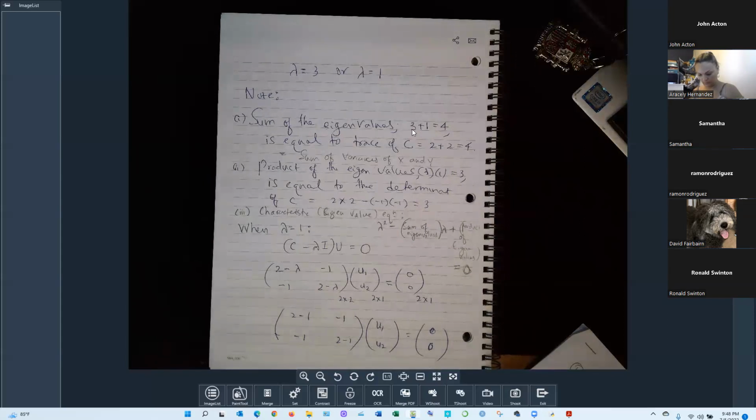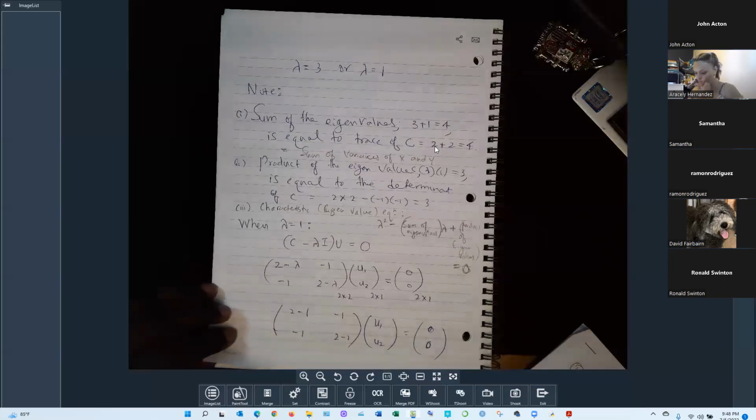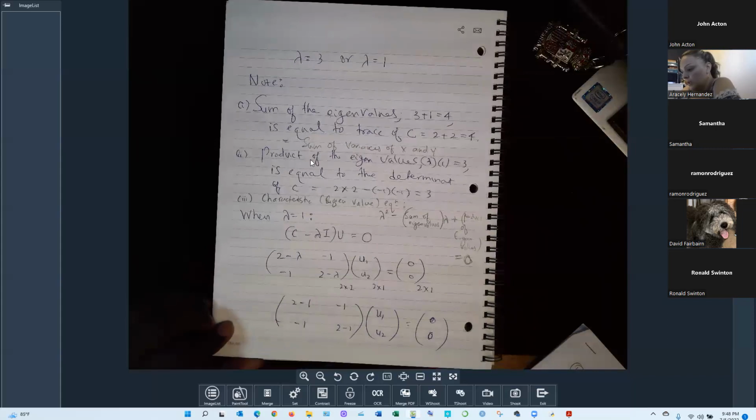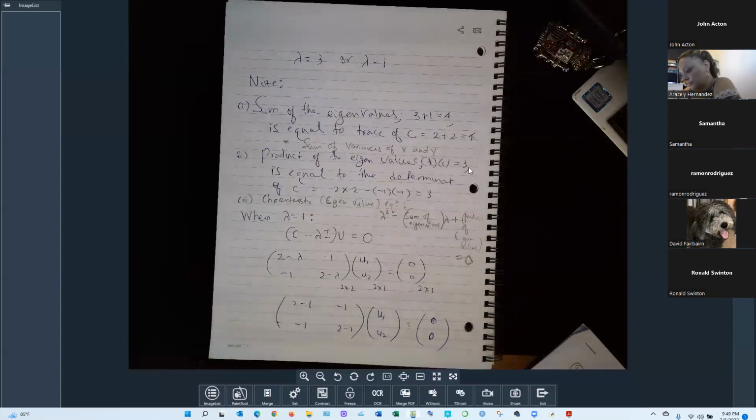They see 3 and 1. But you cannot say this is the variance of the first variable, this is the variance of the second variable. No. The variance of the first variable is 2. The variance of the second variable is 2. It's a different thing. But if you get the sum of them, that sum is equivalent to the eigenvalue sum. The sum of the eigenvalues is the same as the trace of the covariance matrix, the sum of the variances of X and Y. The product of the eigenvalues, which is 3, is equal to the determinant of C. See? The characteristic equation you can build up like that.